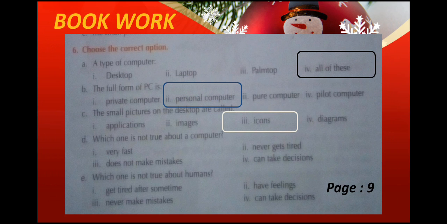Which one is not true about a computer? Yes, which one is not true about computer? Yes, they cannot make decisions. Computer can take decision. This is a false statement. Okay. Which one is not true about humans? This one is false. Never make mistake. We can make mistake.